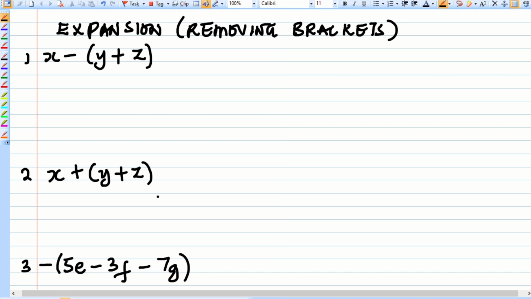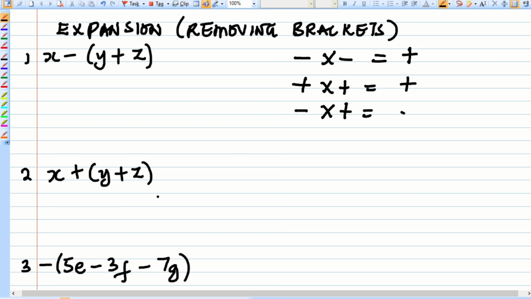But if you don't want to know it like that, you can also know it by the multiplication laws of signs. If a minus sign multiplies a negative sign, you have positive. If positive multiplies positive, you still have positive. If negative multiplies positive, you have negative.